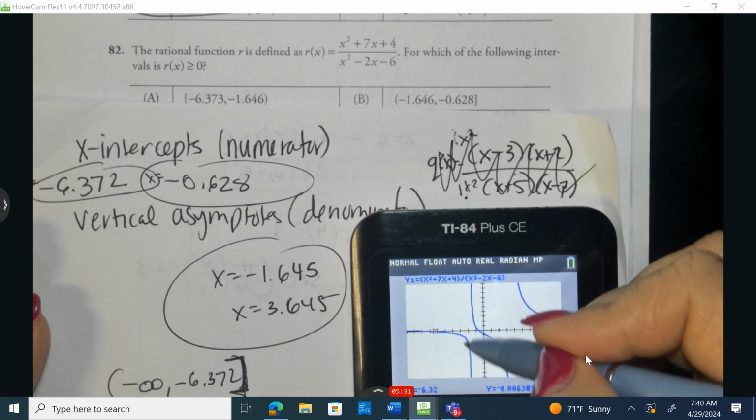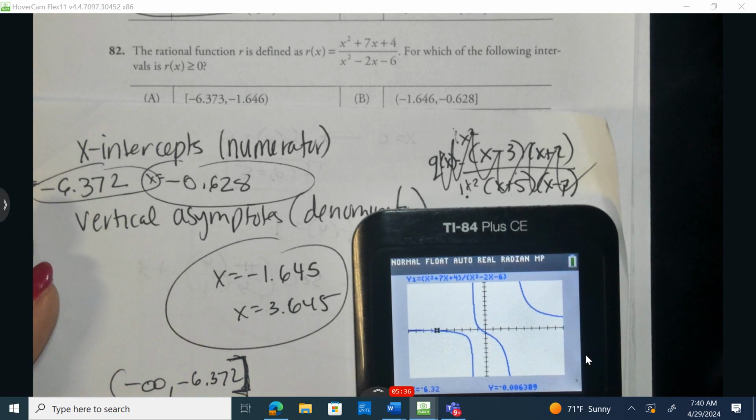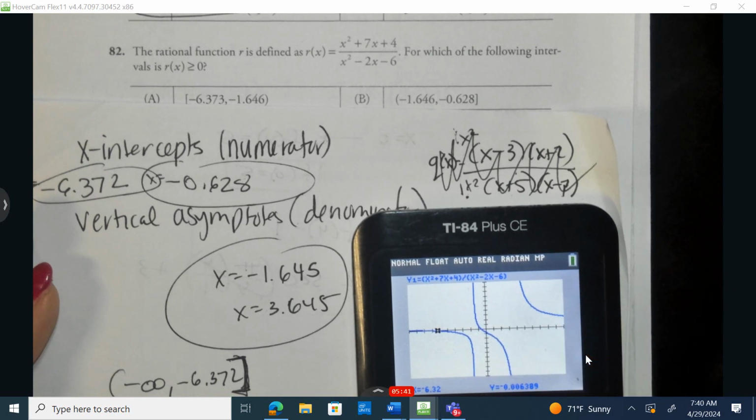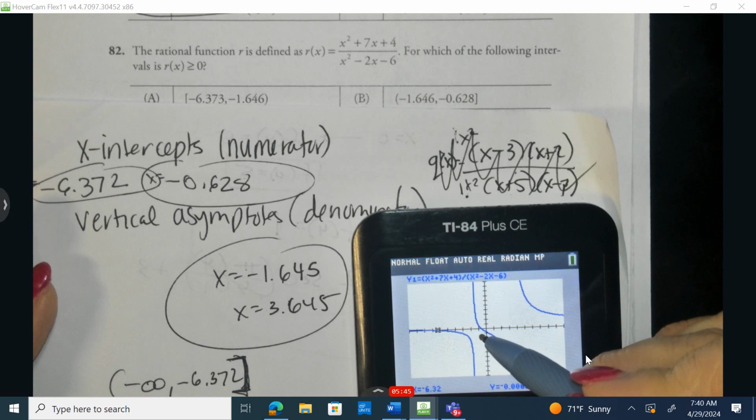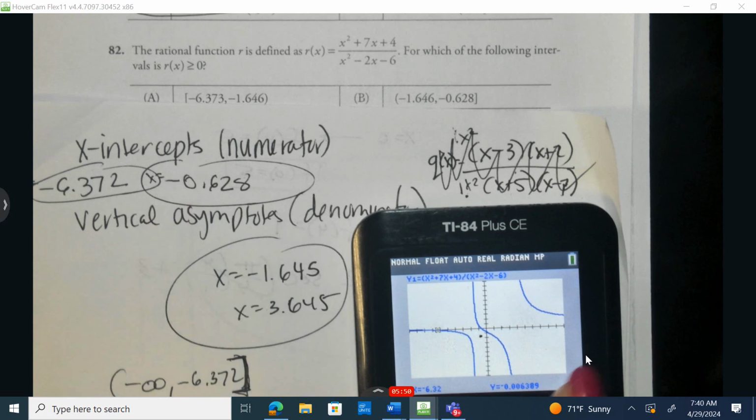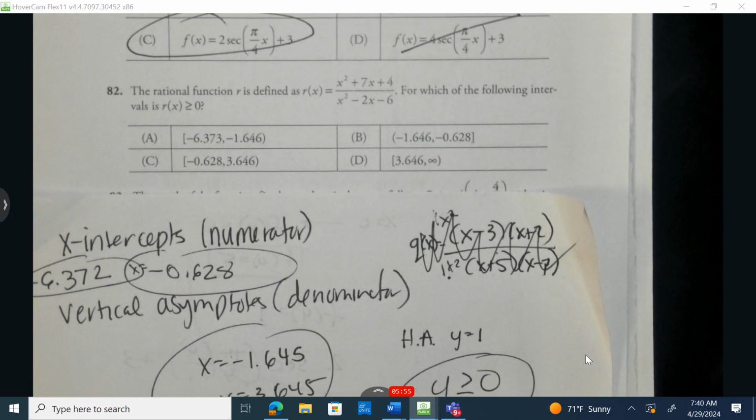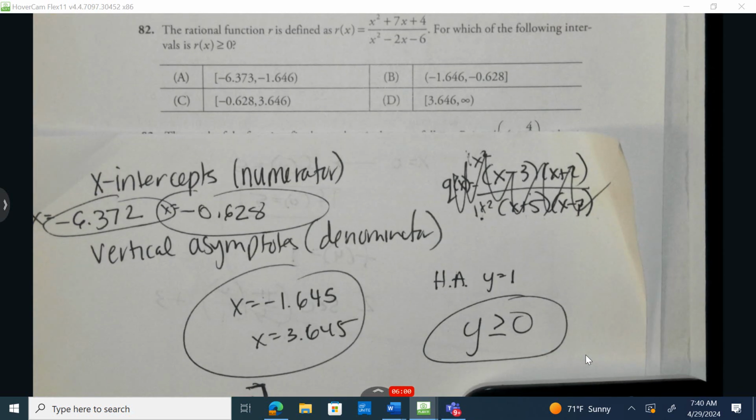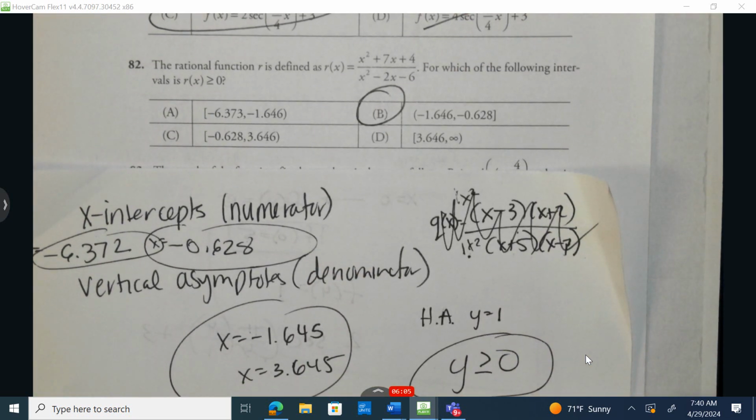Think of this having the boundary line here of your vertical asymptote. Here's your vertical asymptote we're talking about. So negative 1.645, why am I making a parenthesis? Because the function actually never touches this x value, and it goes all the way down to this x-intercept right here of negative 0.628, and it includes it because at that point y is greater than or equal to 0. Let's see if that's up there. Is that an option? That is an option. It is option B.